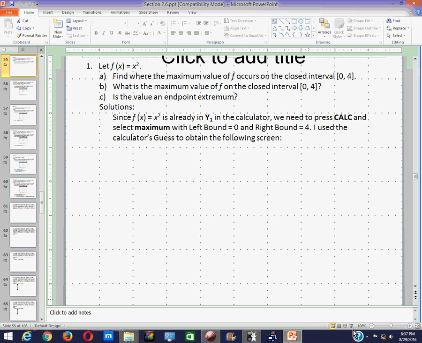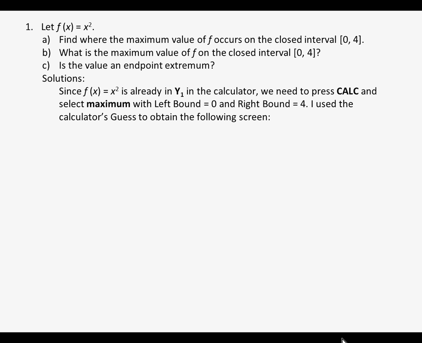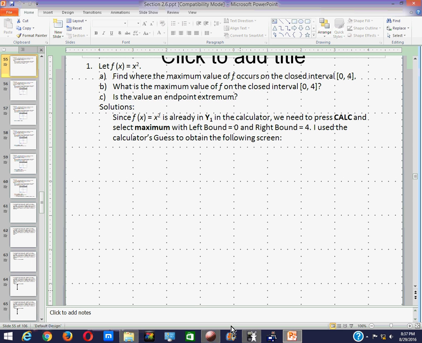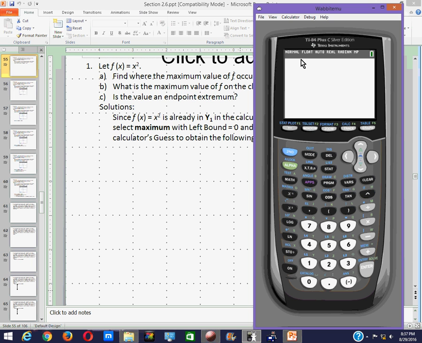Okay, so now I'm caught up here. We're going to press calc. We're going to set maximum, because it's looking for maximum value. The left bound will be 0. The right bound is 4, right? 0 to 4. And again, I'm going to use the calculator's guess. Second. Why is this thing jerking again? Second. Calc. Maximum, choice 4.